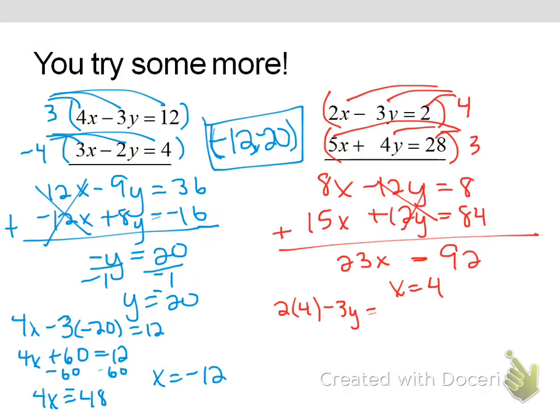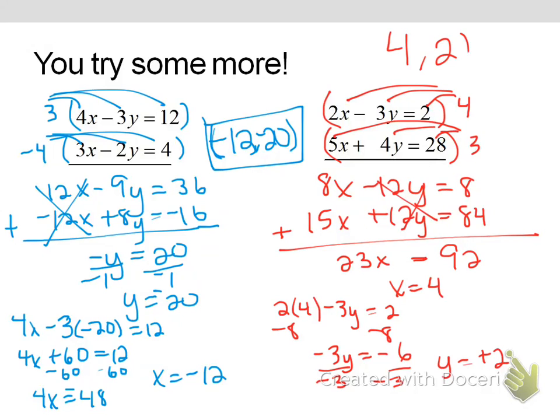Then I'm going to plug that in. So 2 times 4 minus 3y equals 2. Subtract 8. So negative 3y equals negative 6. Divide both sides by negative 3. Y equals, sorry, positive 2. So my final answer is 4, 2. Once again, you can check this by plugging it into your calculator, which is probably an excellent idea. Okay, so that is how we solve by elimination.